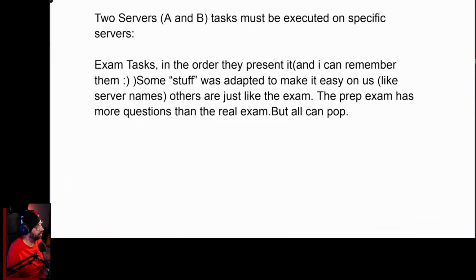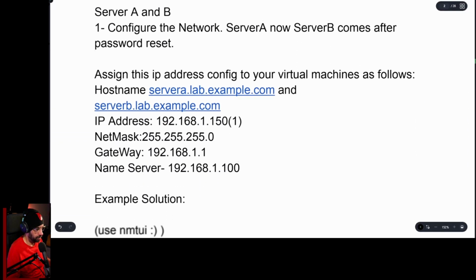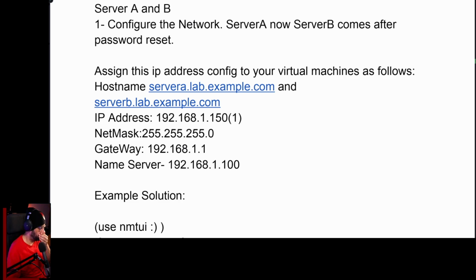This is where we left off in the epilogue video. So this is the first question, or the first task. They are going to ask you, on server A and server B, to configure the network. Server A and server B are going to have the network already configured, but with a configuration that will not work throughout the exam. So you need to configure the network as they request.